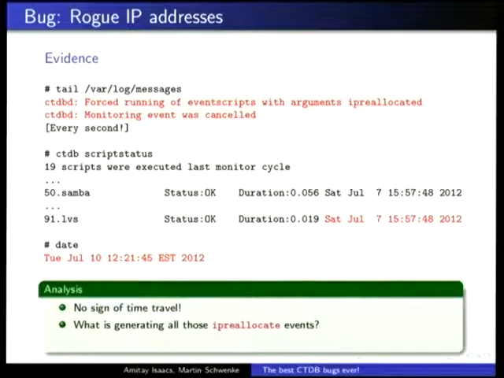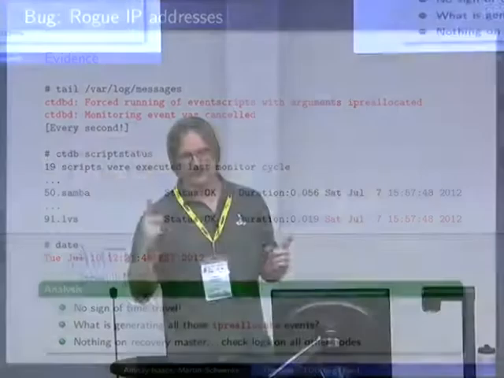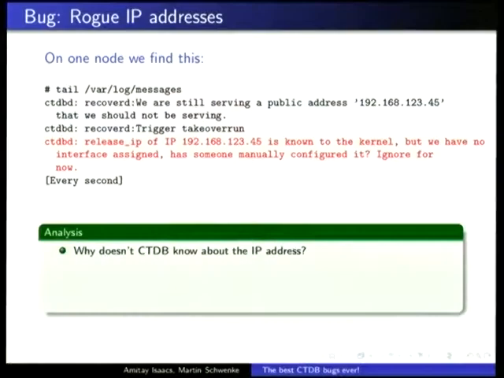So what's generating all of these IP reallocated events? Normally this would be the recovery master node because it does all the IP management stuff. But we go there, we look in the logs, there's nothing special. It's doing this too, but there's nothing special. So we look somewhere else and we see this idea that there's some IP address on an interface, but CTDB has forgotten about it. Or maybe it's been put there by somebody who added an empty bin IP command. And we see this every second. And this is what's triggering the stuff on all the nodes.